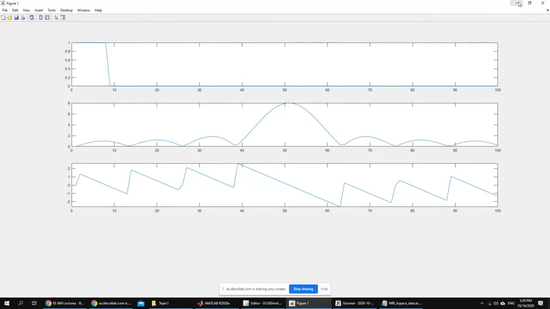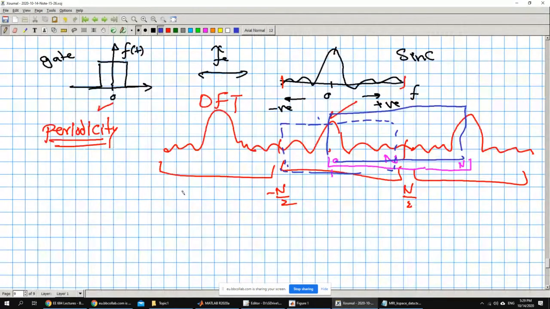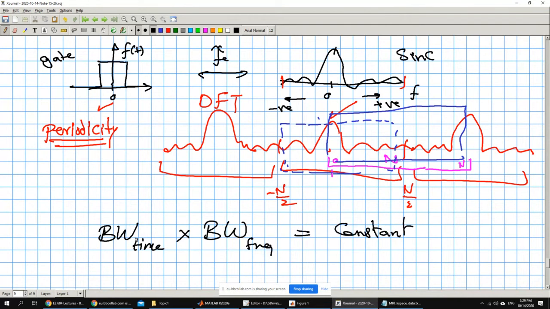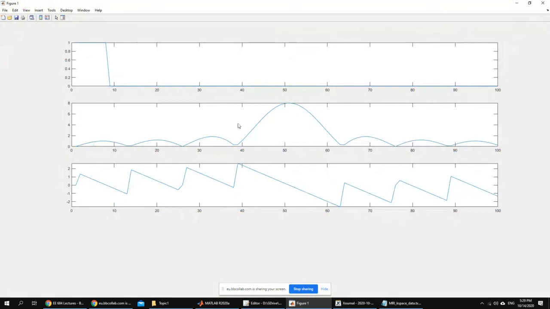A very well-known property of the Fourier transformation is that the bandwidth in one domain, say the time domain, times the bandwidth of the signal in the frequency domain is a constant for a particular signal. Meaning that if the bandwidth here increases, this will have to decrease. How can we define bandwidth in this particular signal that we have?